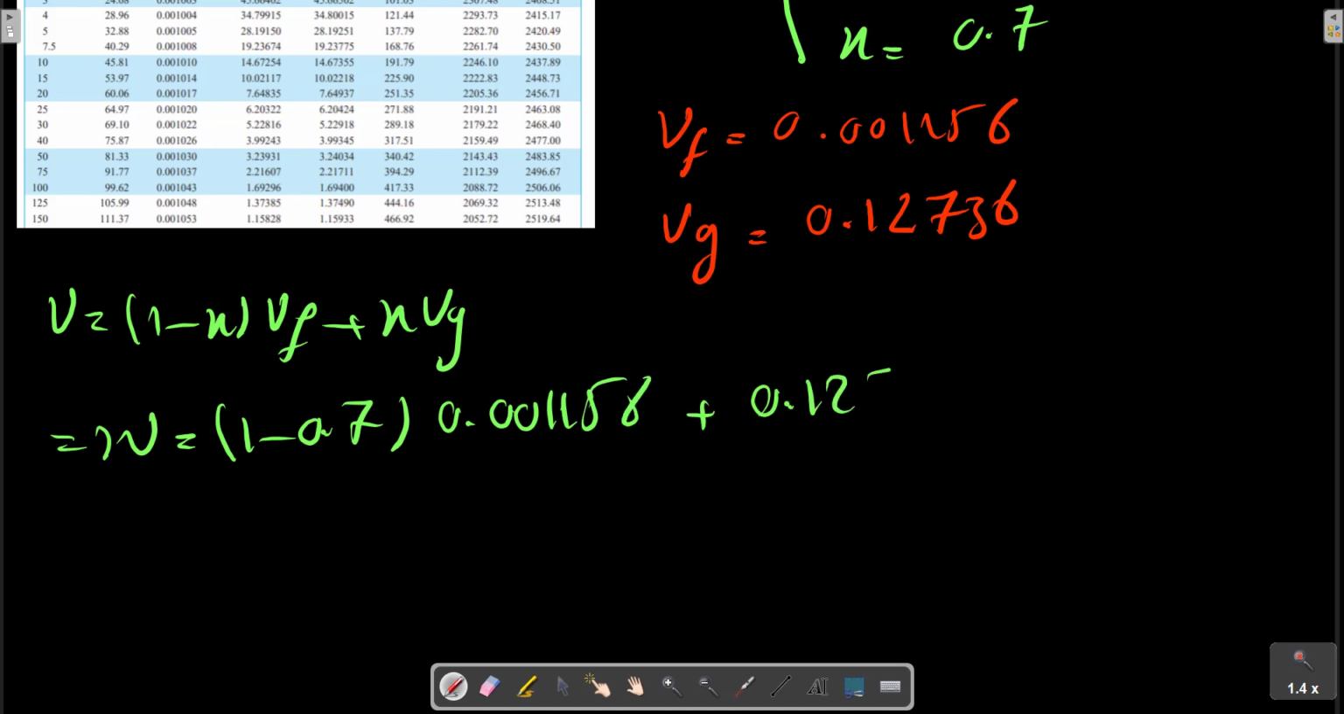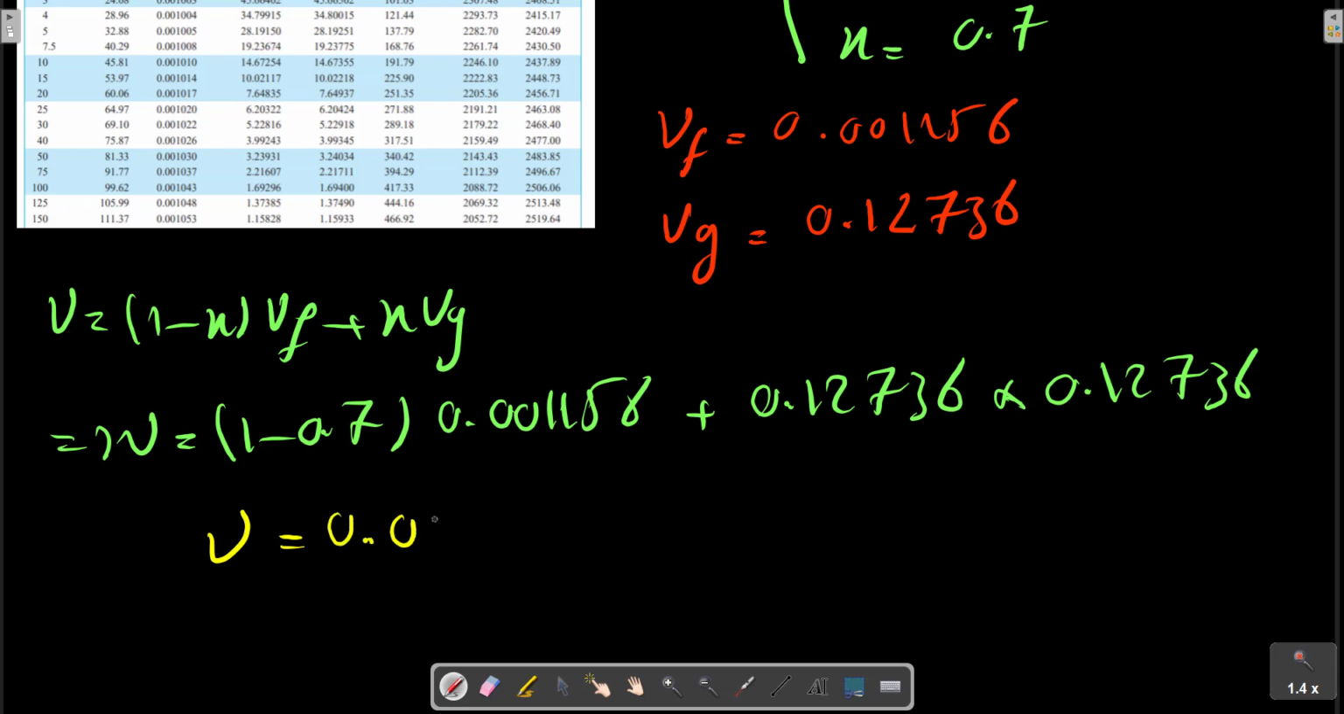Plus multiply to, now we can calculate V, the specific value of the water steam.